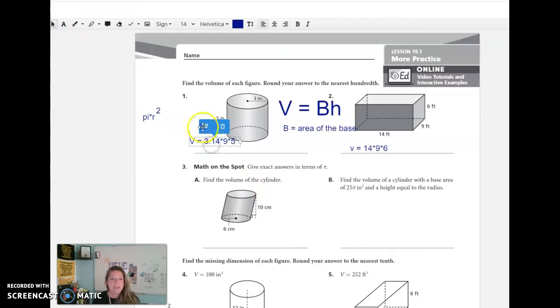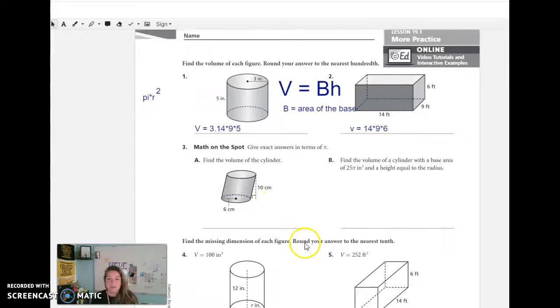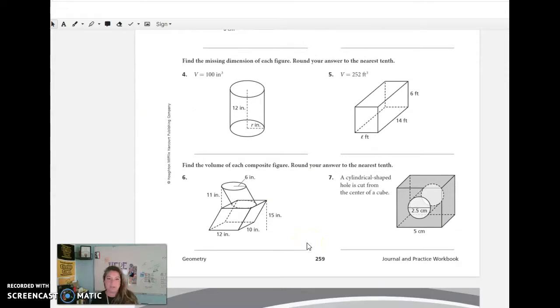When you go to look at number 3, for example, okay, so number 3 is a cylinder that's just leaning, almost like the Leaning Tower of Pisa, right? That formula is still the same. It's still the area of the base times the height, okay? Let's see, what else?